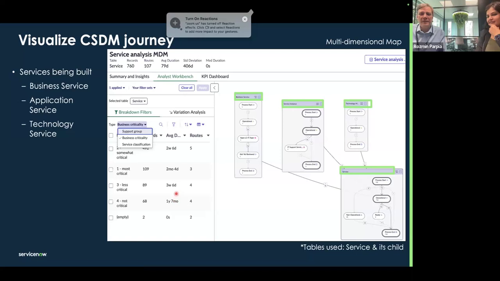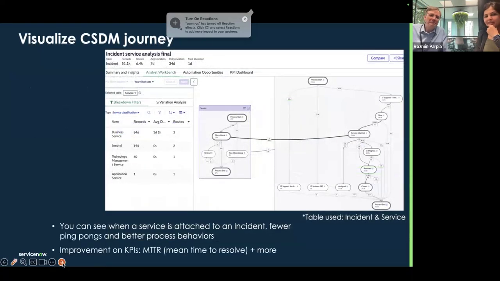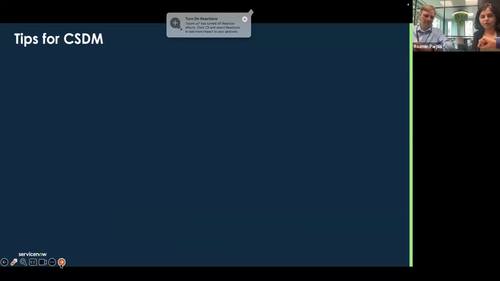Went into that discussion, but yeah. And then you can see here that I've put the incident table along with the service table on the same map. Wherever the services are attached, there are better behaviors on the incident table as opposed to not attaching a service. And we probably have a good use case in the demo to display at the end of the hour.